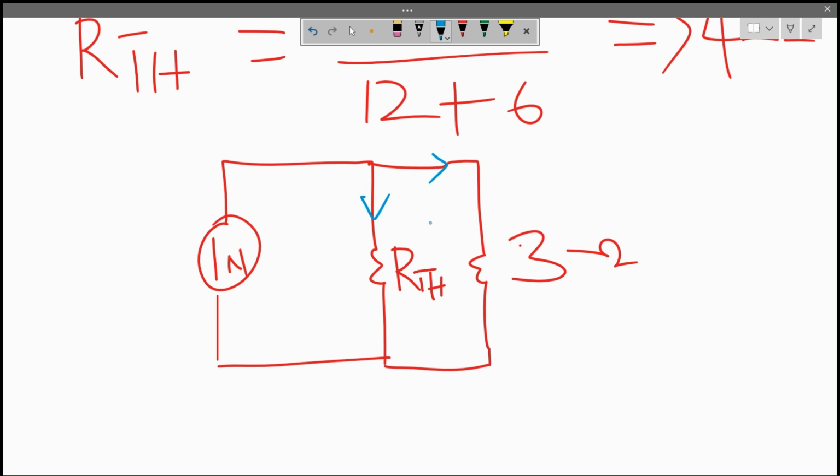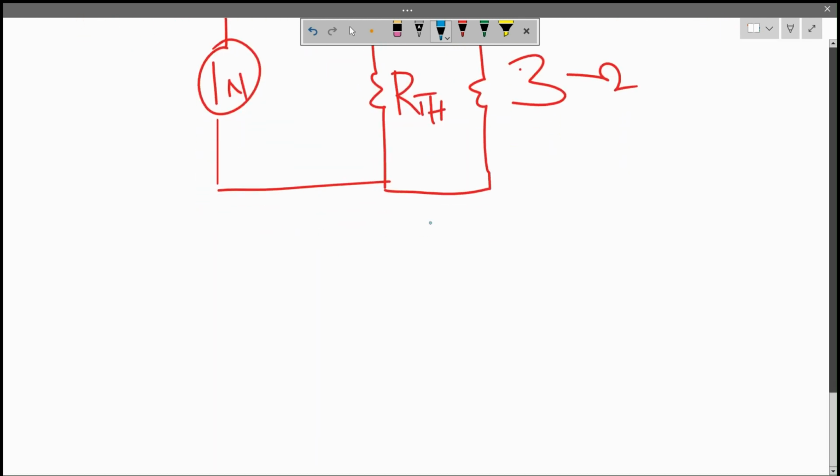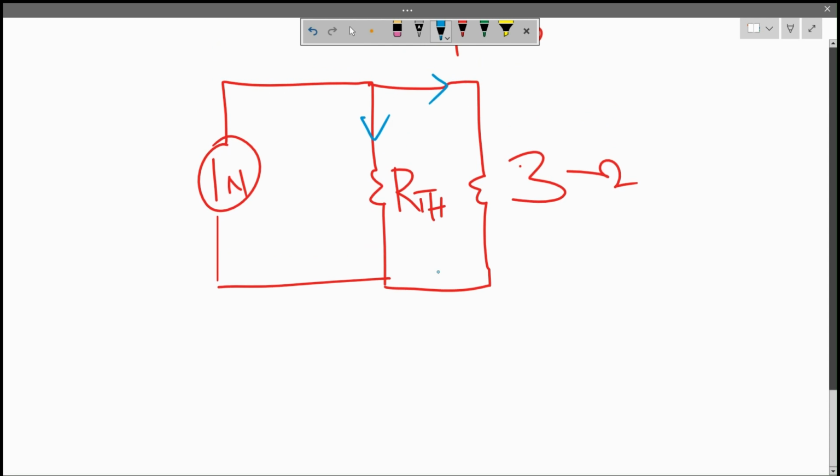Now we are going to use the current division rule to solve for the current passing through the 3 ohms. And the rule states that if I have two resistors in parallel and there is a main source coming, the current through the resistor that I want to find is equal to the other resistor over the total resistance times the total current coming.